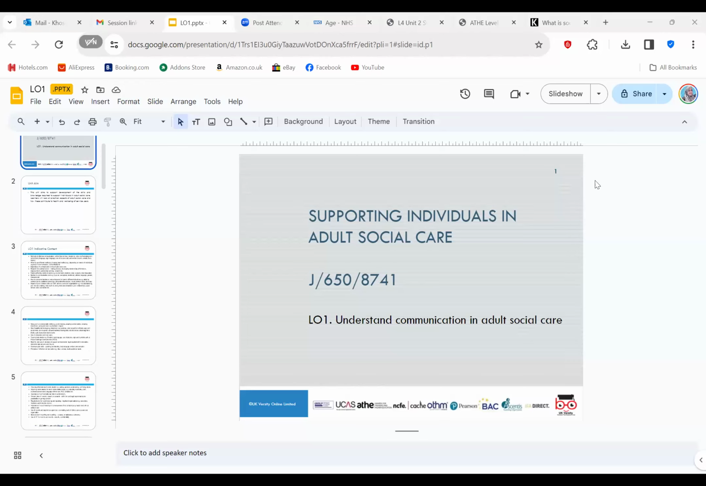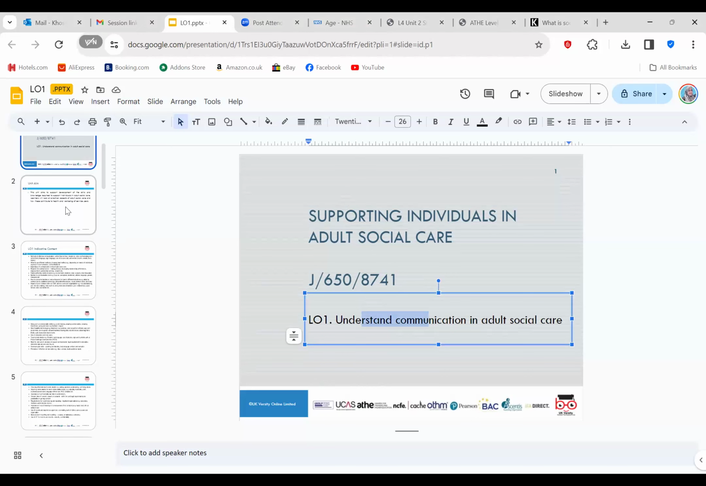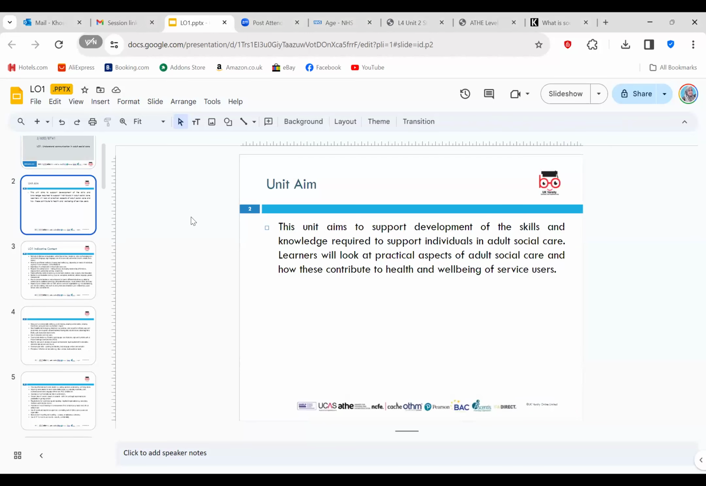Great. So the first learning objective, as I mentioned, was understanding communication in adult social care. If you want to talk about what this unit aims to do, it aims to support development of the skills and knowledge that are required to support individuals in social care. You will look at practical aspects of adult social care and how these contribute to the health and well-being of your service users who are adult in age.